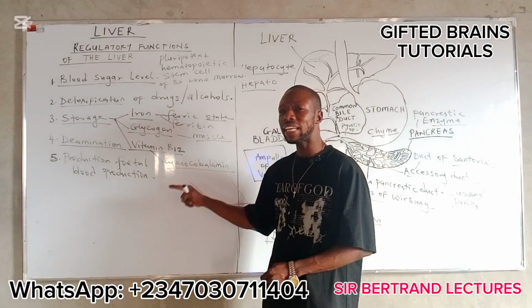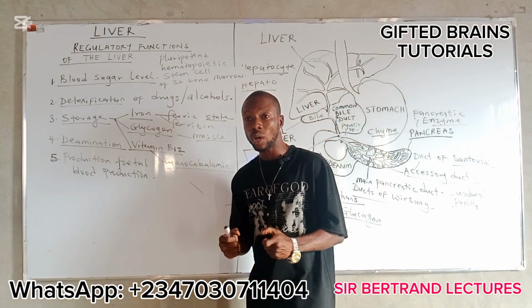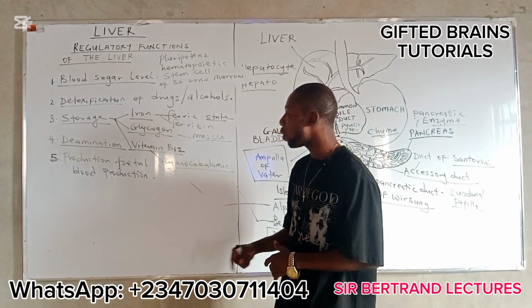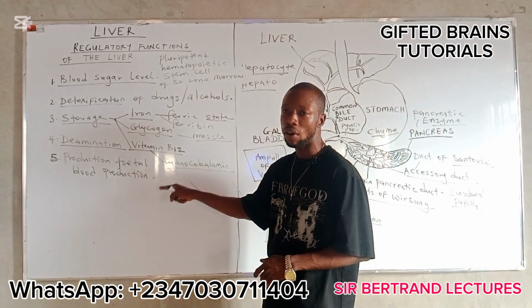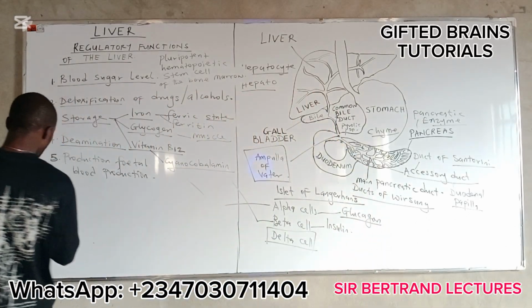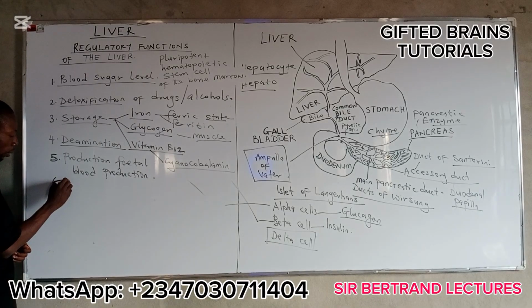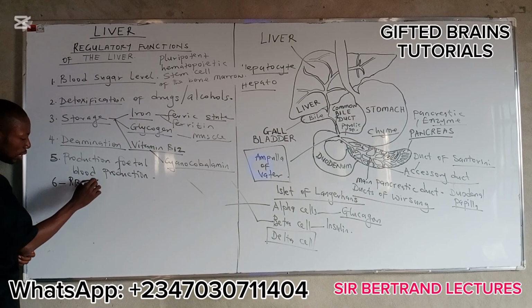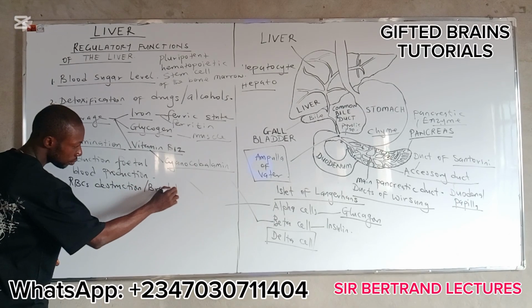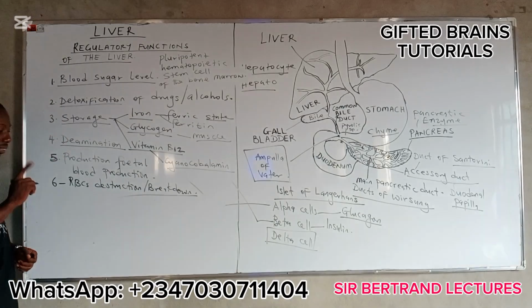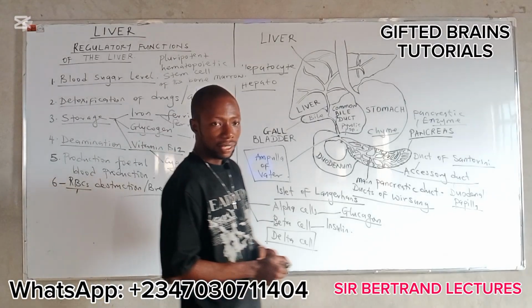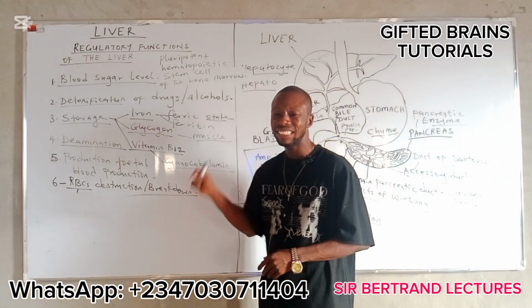But take note, at the fetal stage of life, the bone marrow is not well developed, not well formed, not well matured to start producing blood. At that point, the blood is produced by the liver. Then number 6, the liver is also responsible for red blood cell destruction, or you can say breakdown. The liver breaks down the dead red blood cells.